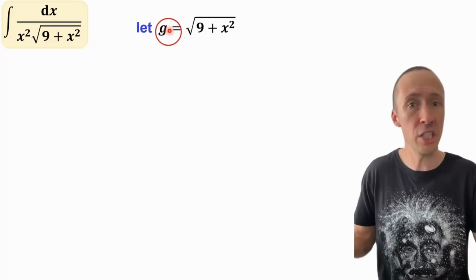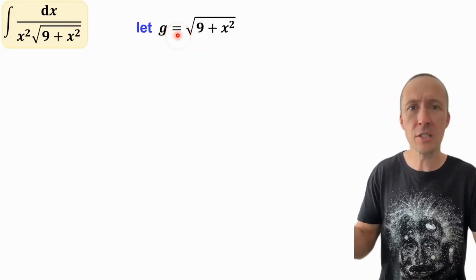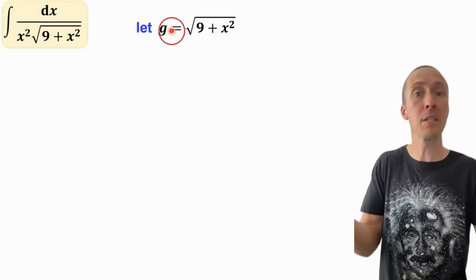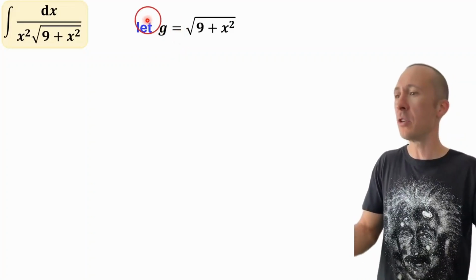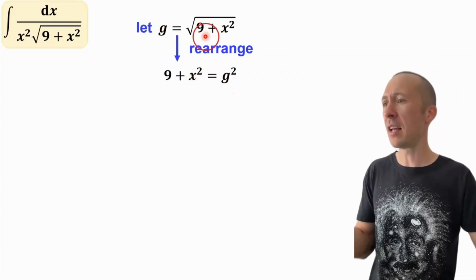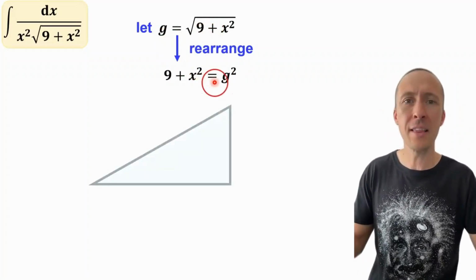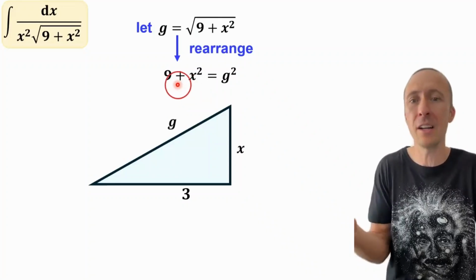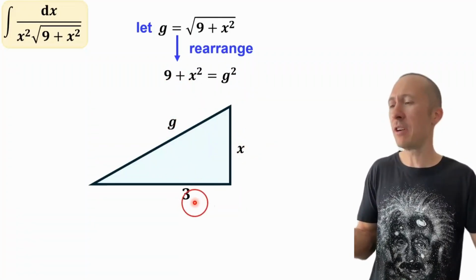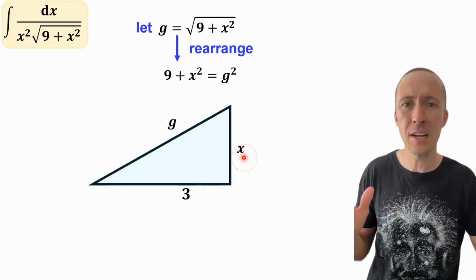I'll just call it g. Now we want to rearrange it so that it looks like the equation for a right triangle, a squared plus b squared equals c squared. So to do that, we'll square both sides, and that gives us g squared equals 9 plus x squared. And then we'll just draw that triangle and put the g in the hypotenuse in this case. x and 3 are on the sides. It doesn't matter which side is which.